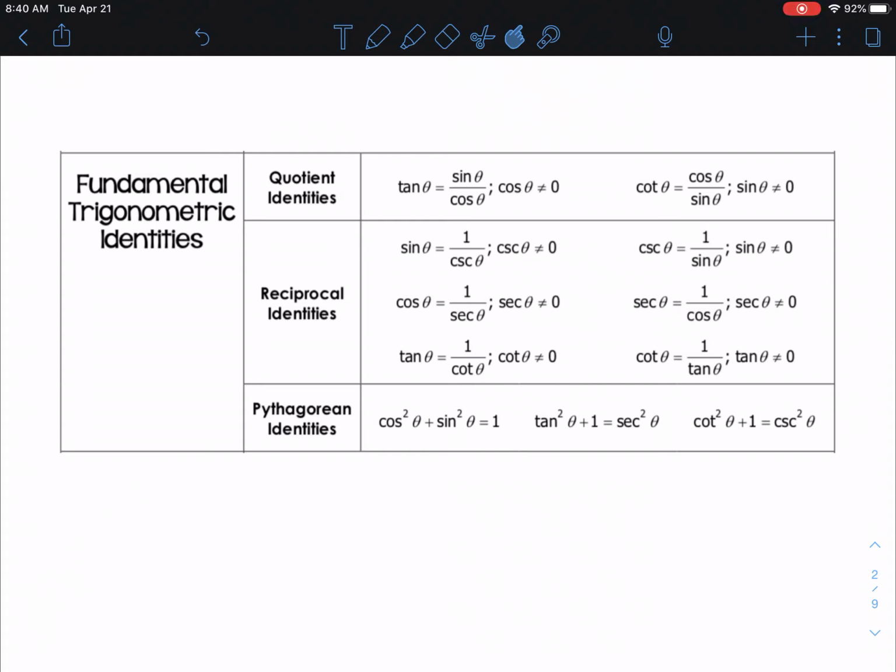Hello. Okay, so in the last video we talked about what fundamental trigonometric identities are, and in this video we are going to talk about how we apply them.